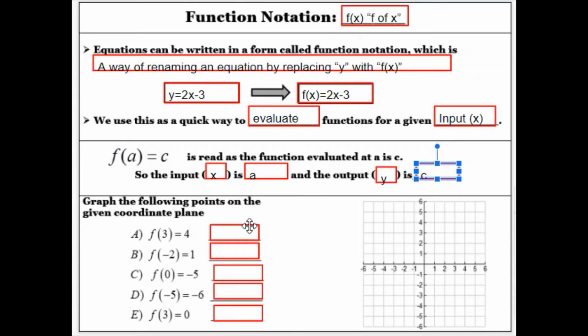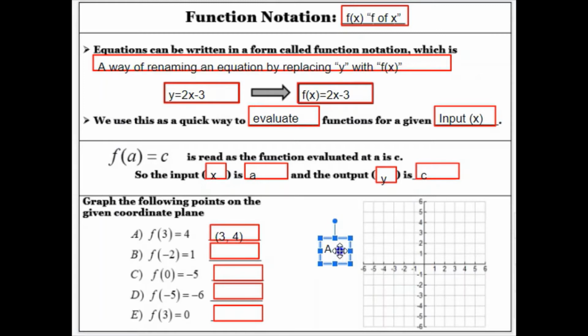Graph the following points on the coordinate plane. So the first one says f of 3 equals 4. So my input, my x value is 3, and my y value is 4. So that means it is the ordered pair 3, 4. So again, input, output, x, y. So I'm going to take point A and put that at 3, 4. So go over 3 for my x value, and my y value is 4, so up 1, 2, 3, 4.